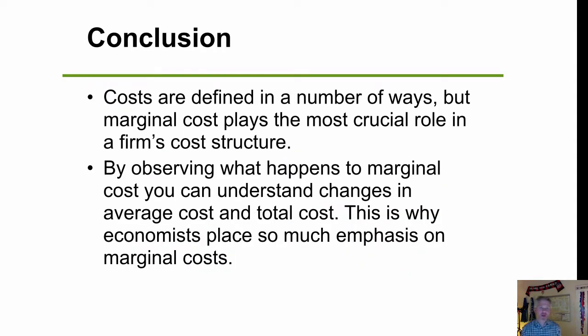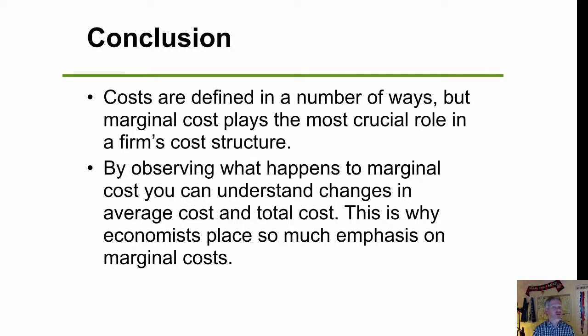So just to sum up all this stuff on cost, you may have to watch through, especially the last three screencasts, a couple times to get this stuff down. I'll admit it's not the most fun stuff that we do in the class, but it's going to be important going forward for us to understand how firms are making decisions so that we can look at different types of firms, different environments the firms compete in, and things like that. So let me sum up. Costs are defined in a number of ways, but marginal cost is the most important thing for us when looking at a firm's cost structure.